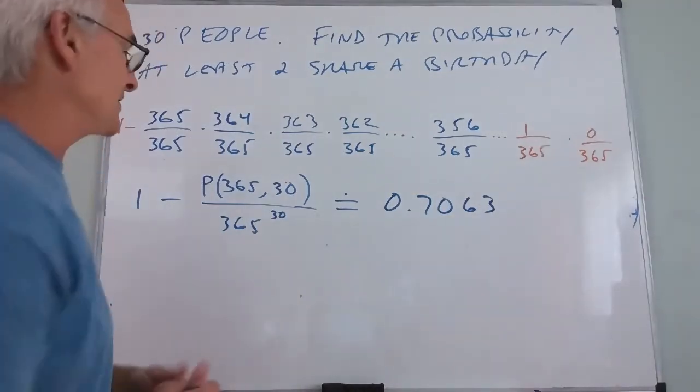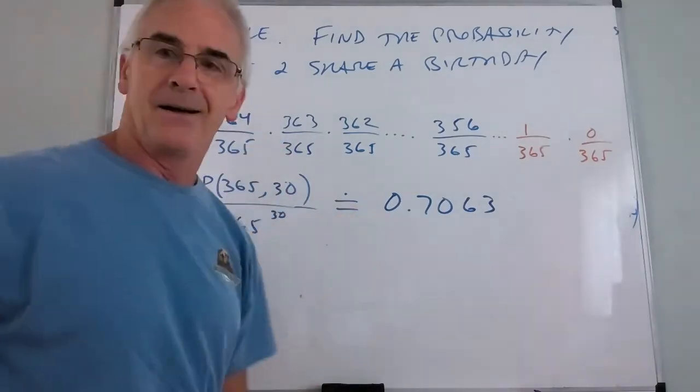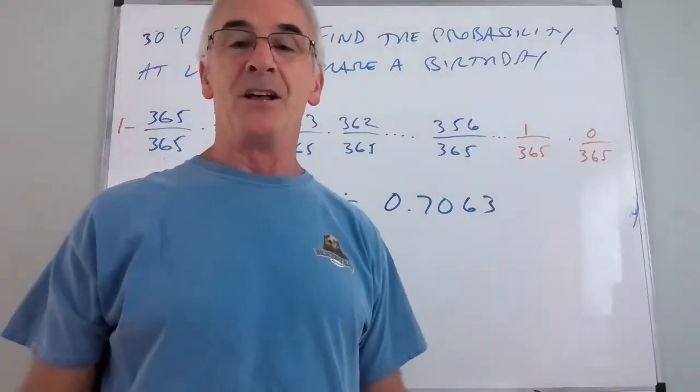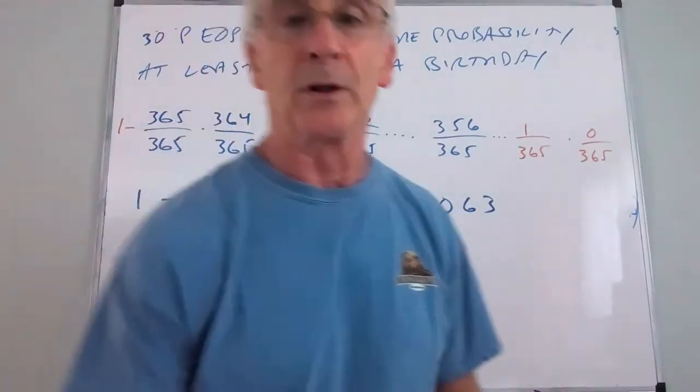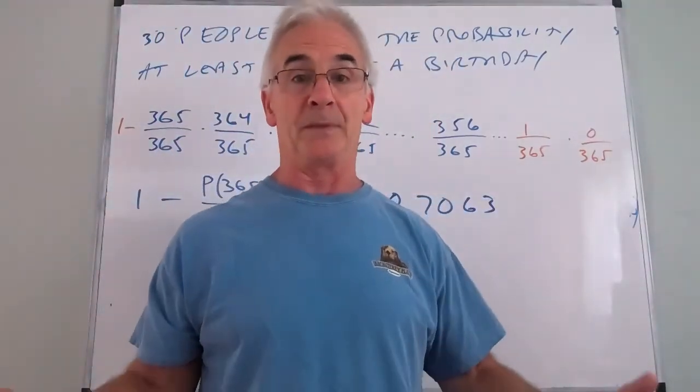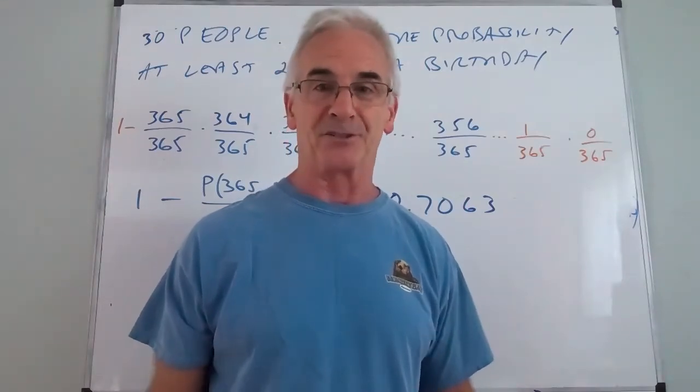But the fact is that with 30 people, it's better than 0.7. So this, by the way, we have a really clever name for this problem historically in mathematics. Does anybody know what this is actually called?